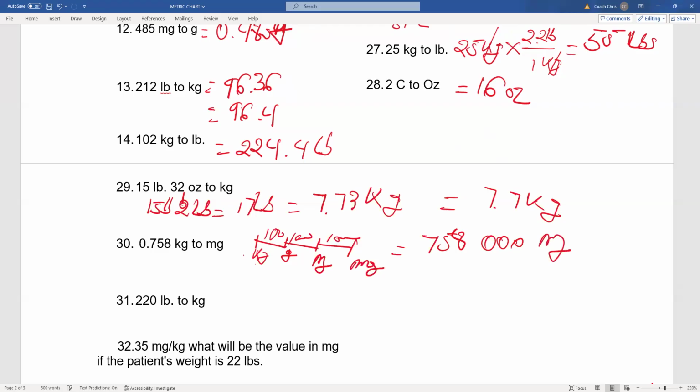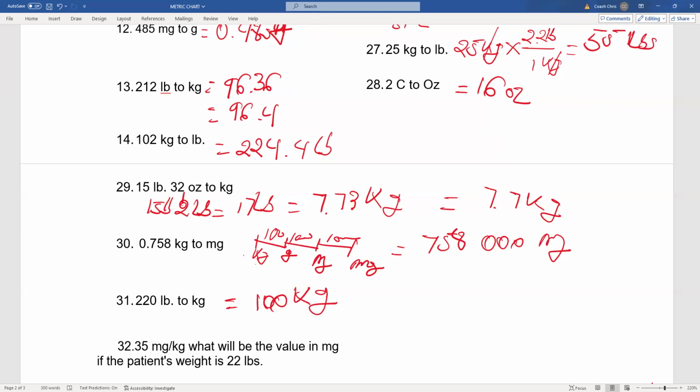milligrams. All right. So pound to kilogram, we learned you have to divide by 2.2. You got 220 pounds divided by 2.2. It gives you 100 kilos. Pound, you divide that by 2.2. You have 100 kilos.